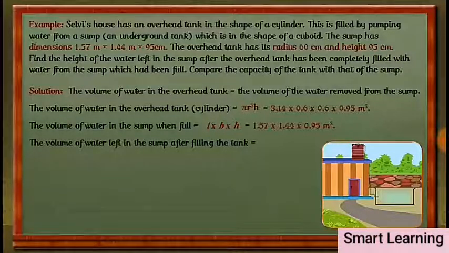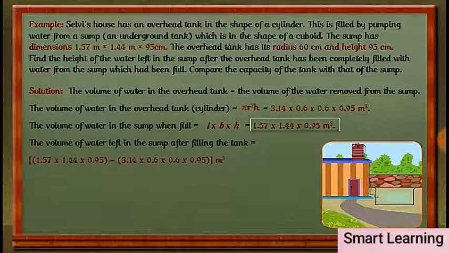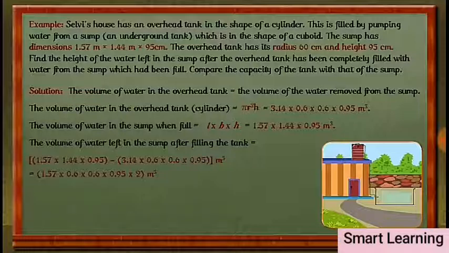The volume of water left in the sump after filling the tank is equal to 1.57 into 1.44 into 0.95 minus 3.14 into 0.6 into 0.6 into 0.95 meter cube is equal to 1.57 into 0.6 into 0.6 into 0.95 into 2 meter cube.